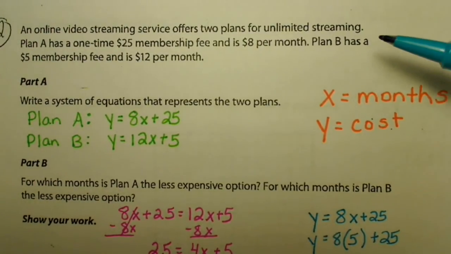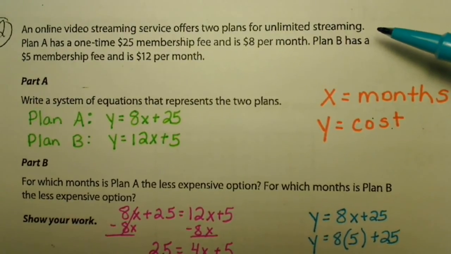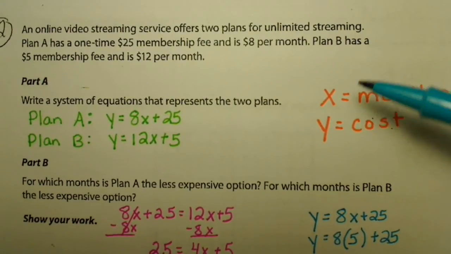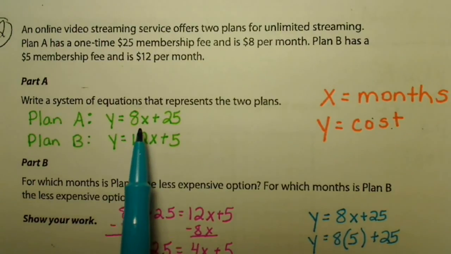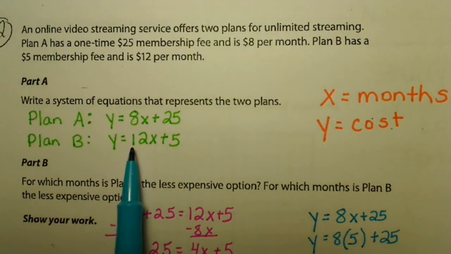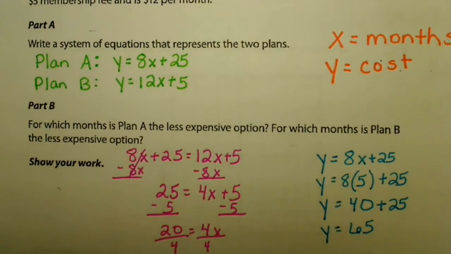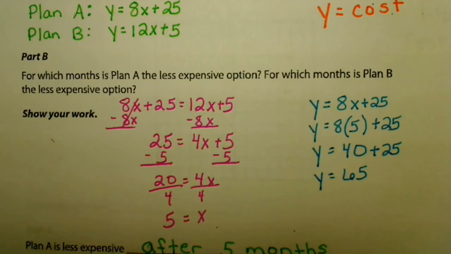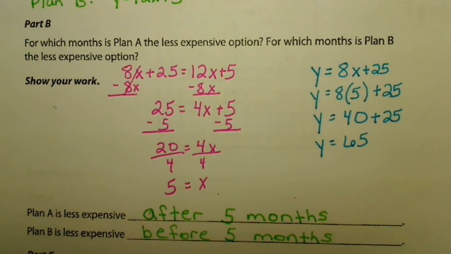Here we go. An online video streaming service offers 2 plans for unlimited streaming. Plan A has a one-time $25 membership fee and then $8 per month. Plan B has a $5 membership fee and then $12 per month. Okay, then it says, for which months is Plan A the less expensive option? For which months is Plan B?